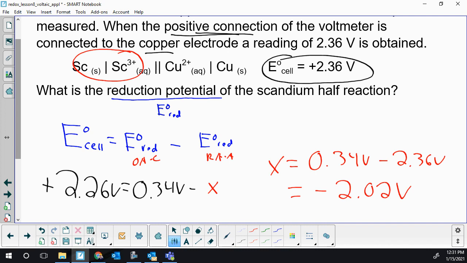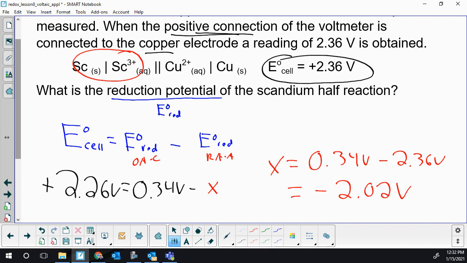You can easily do a check to see if you're right. If you take 0.34 volts minus this number, you do get the E0 cell voltage. So this question was a different style. All you've seen me do before was look up each of the E0 reduction potentials and solve for the cell. If you're given the cell and one of these, you can solve for the other.